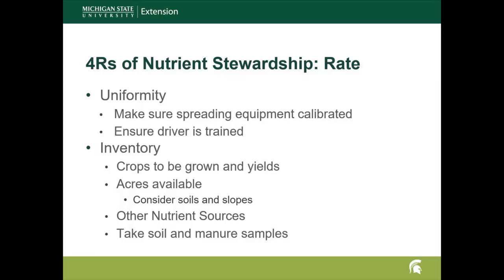So we also want to think about inventory. We want to know what crops we're going to put on and the crop yield, which you probably already are doing. But you also want to consider other nutrient sources, like did you have a bean crop there, which gives you a nitrogen credit. And we want to take an inventory of the soil and the manure and make sure we have those samples and we have those analyses.